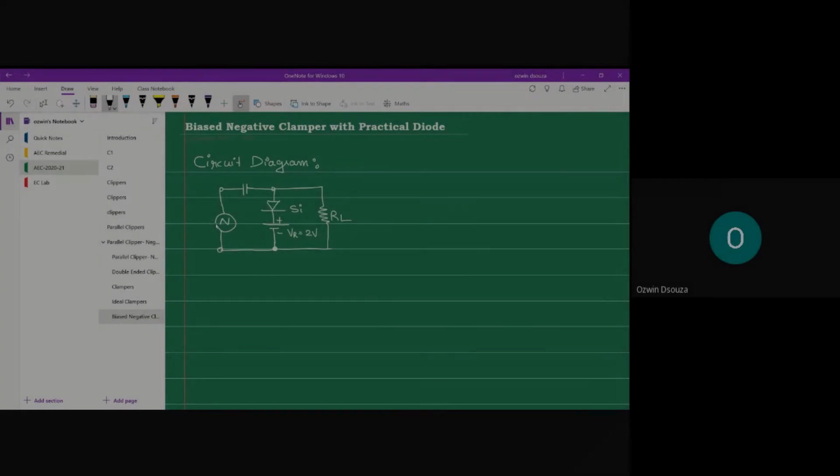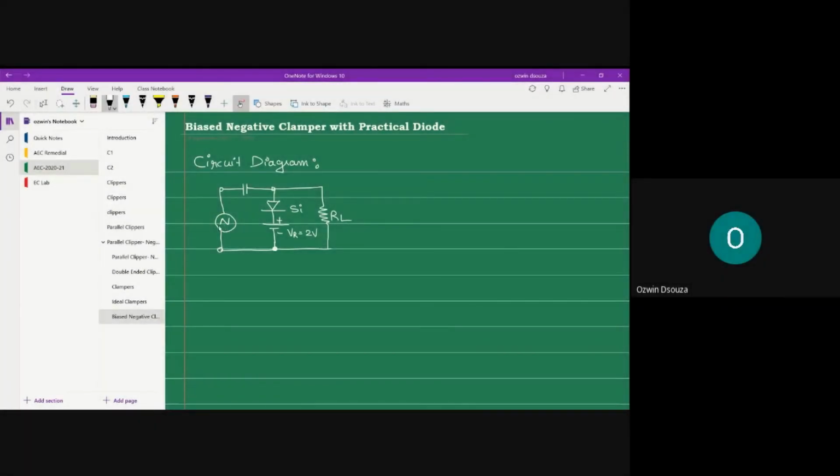Just for a change, I'm going to consider a triangular source. Vi is your alternating triangular source with a maximum value of plus or minus 5 volts. So the positive peak is plus 5 volts and the negative peak of the input is minus 5 volts. And this is where we are interested in finding out the output voltage.